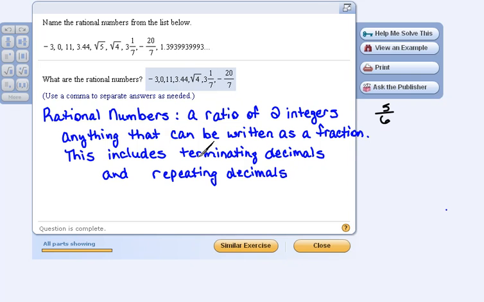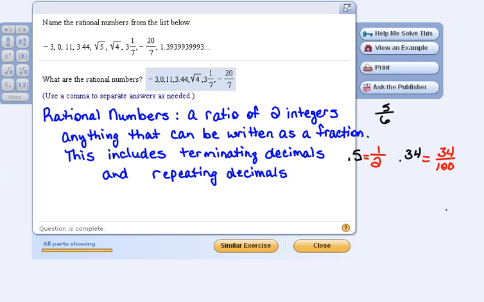So rational numbers include terminating decimals. Now, whenever I say that, I mean things like 0.5 or something like 0.34. These would be considered rational numbers because they can be written as fractions. 0.5 would be 1/2. That's its fractional equivalent. 0.34 would be like saying 34 hundredths, which could then be reduced down. So they actually have a fractional equivalent.